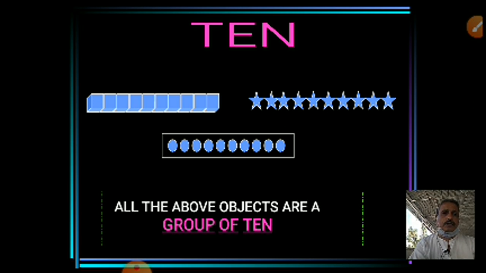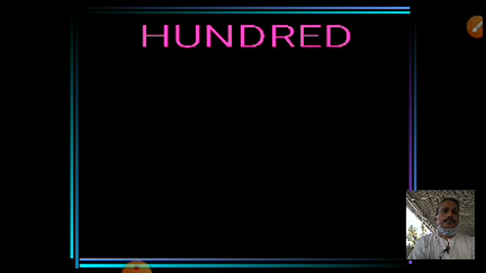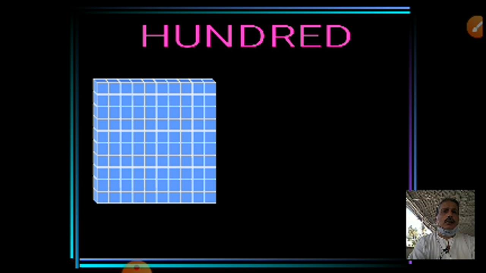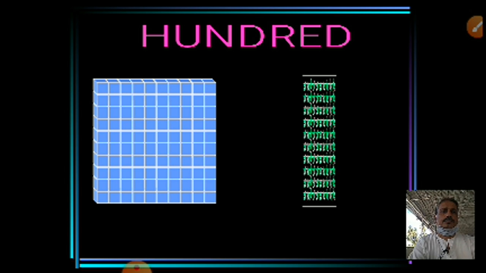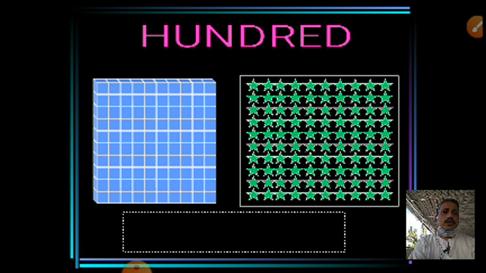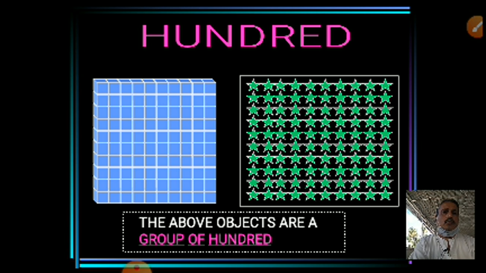So, ones and tens. After ones and tens, there are hundreds. Here, the picture of 100 cubes is shown. In the same way, 100 stars, a group of 100 stars, is a 100. The above objects are a group of 100. So, now you have clarified the 3 words: ones, tens and hundreds.